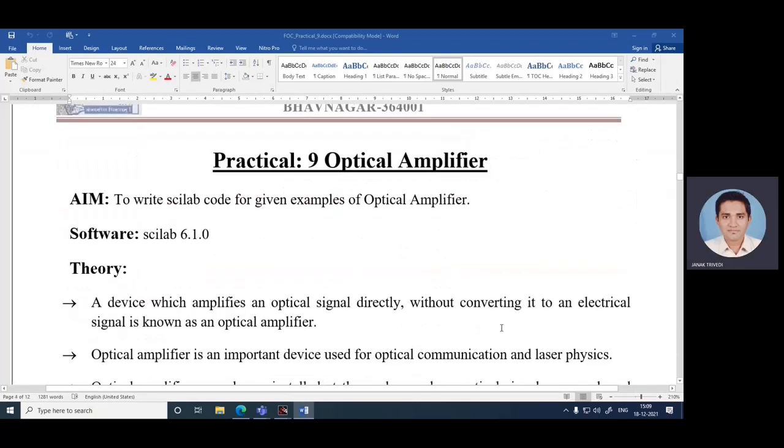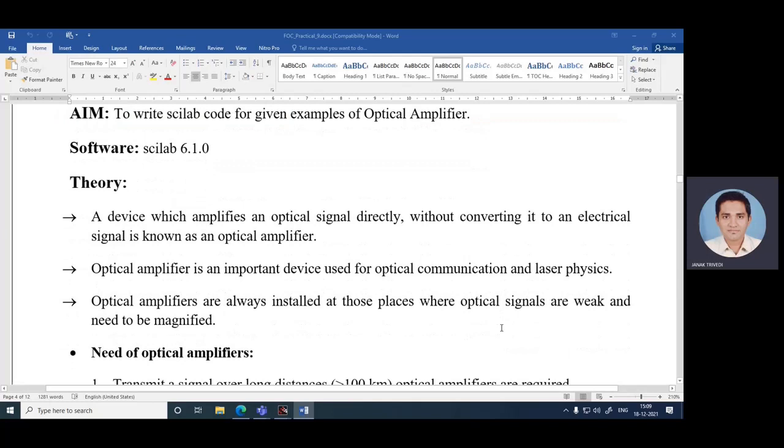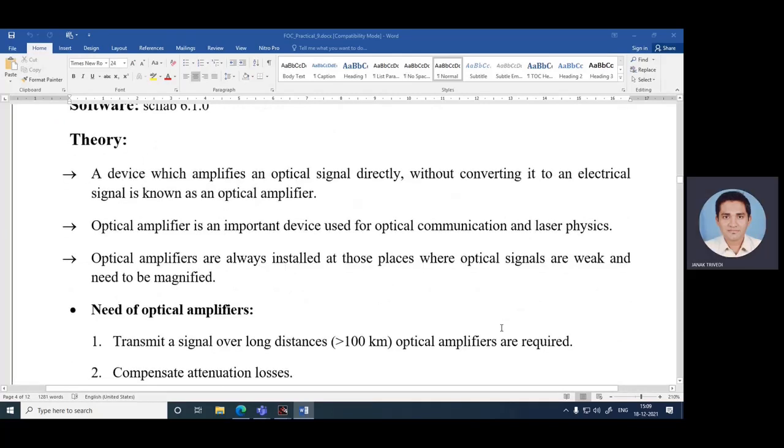Practical 9. Optical amplifier. Aim: to write a Scilab code for given examples of optical amplifier. Software: Scilab version 6.1.0. Theory: a device which amplifies an optical signal directly without converting it to an electrical signal is known as an optical amplifier.